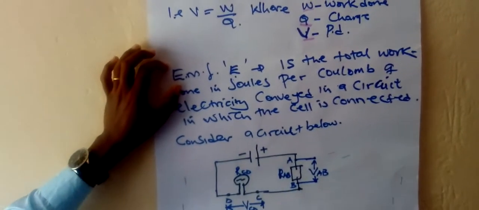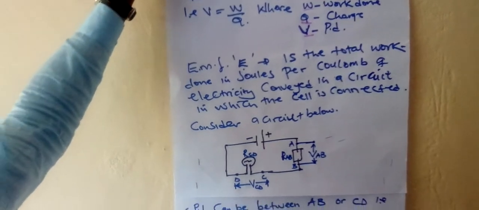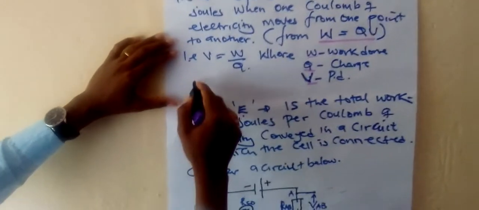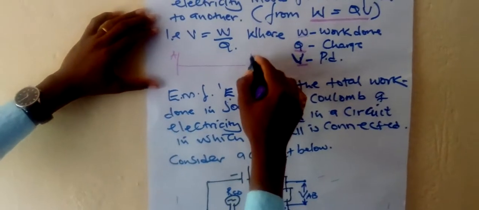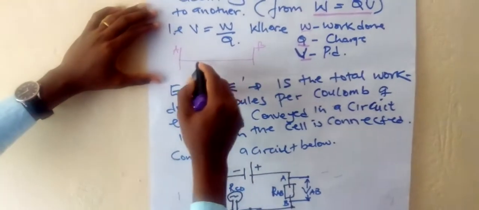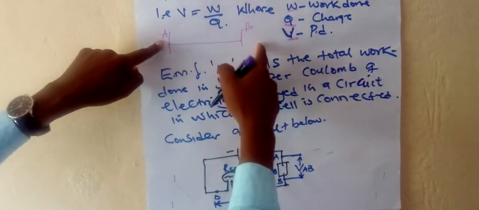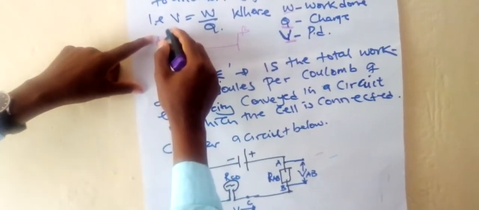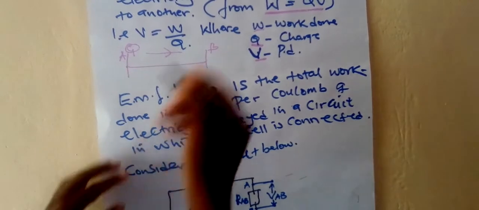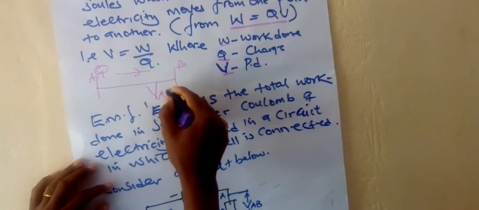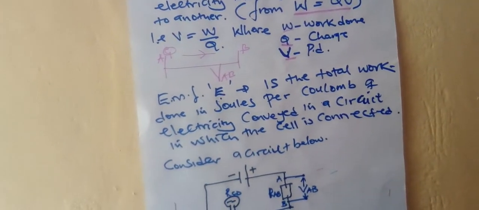Then EMF and PD are related, although for PD we look at work done to move from, for example, a point A to a point B. If A and B are at different potentials, then there is a PD between the two. So the work done to move charge from point A to point B, we call it PD, and it can be abbreviated as VAB. PD between A and B, that is what we call potential difference.